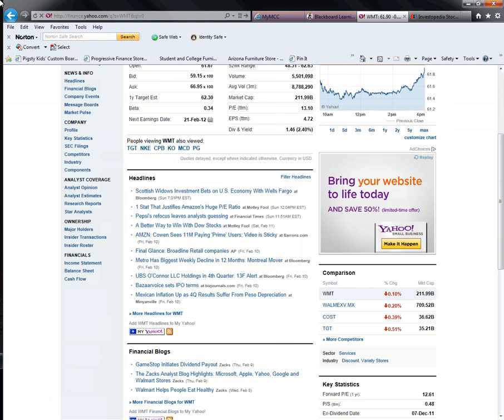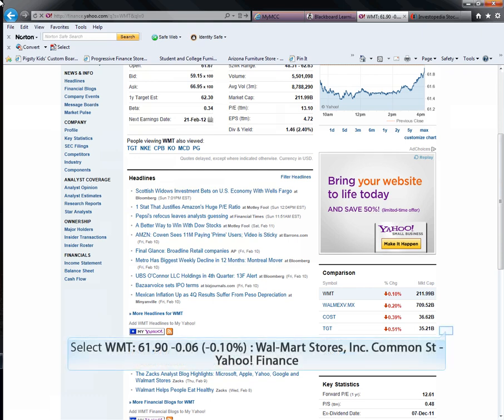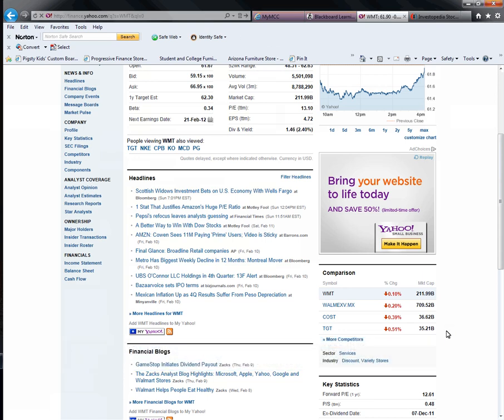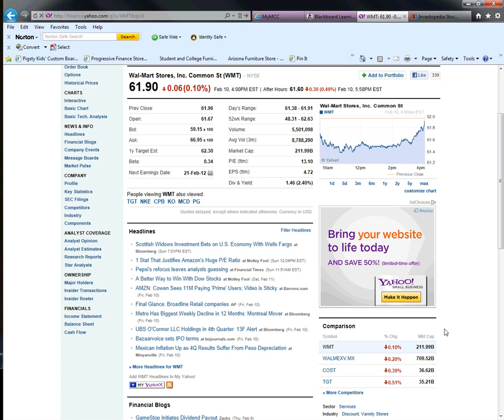Alright, so some headlines that you might want to pay attention to are down here, but not necessarily necessary. Then you also have Walmart Mexico, and then some Costco and a Target. I just happen to know their trading symbols, and more competitors over here, so you can kind of see how they compare to other competitors in terms of their selling price and their market cap.